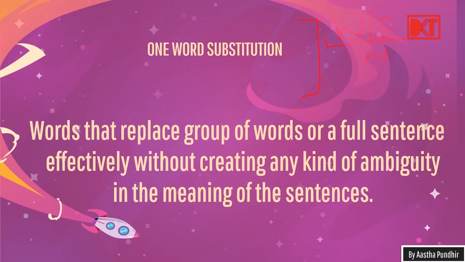That means both of these, whether it is the group of words, the full sentence, or this word, both of them will have the same meaning. This will be some sort of a substitution. Substitution is where you replace one thing with another and there is no confusion created, no ambiguity created, and both of them mean the same thing. So that is what is going to happen in one word substitution. All right. So that's what one word substitution is. Now let's move on.